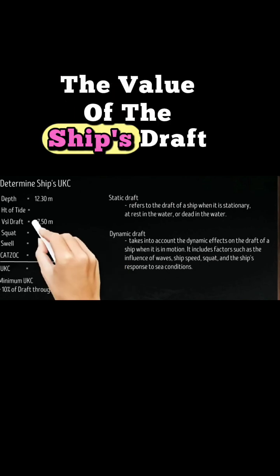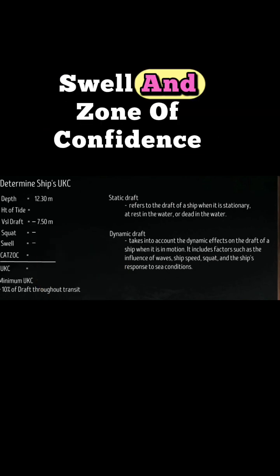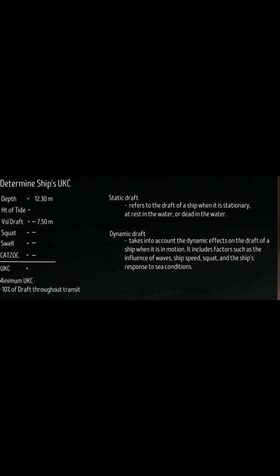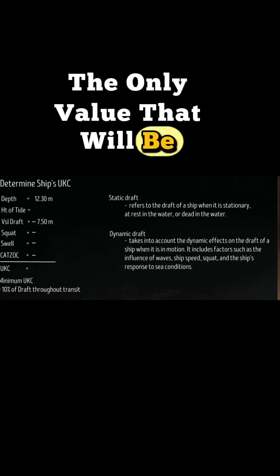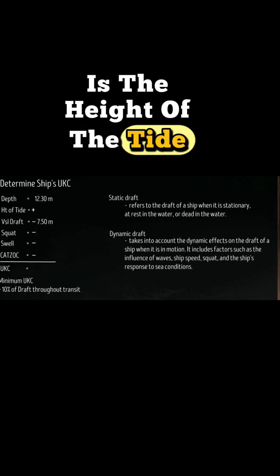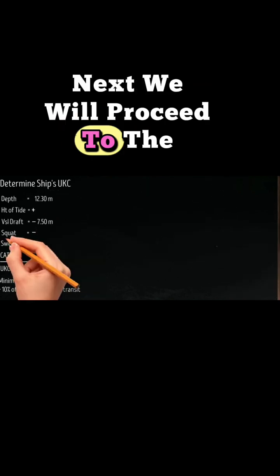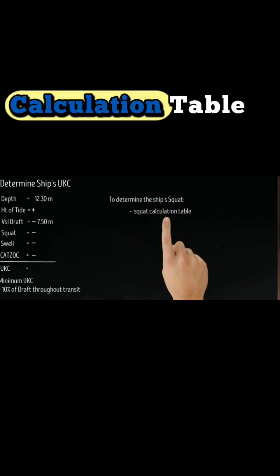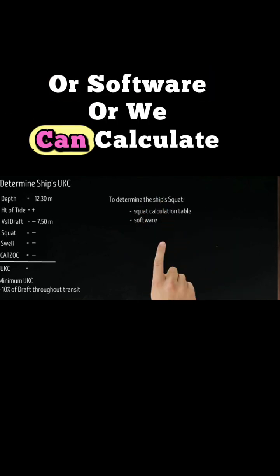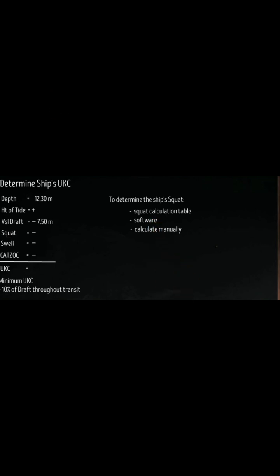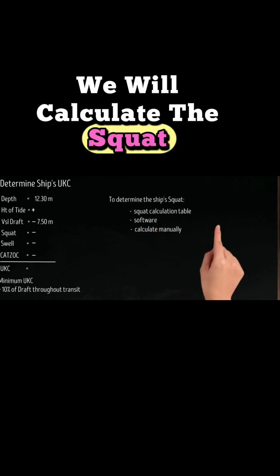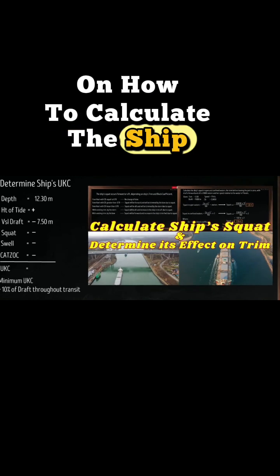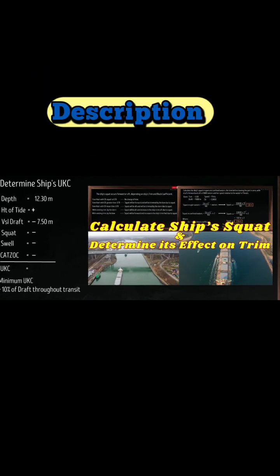The value of the ship's draft, squat, swell, and zone of confidence will be subtracted from the depth of the water to find the ship's UKC. The only value that will be added to the depth is the height of the tide. Next, we will proceed to the ship's squat. To determine the squat, we can use a squat calculation table or software, or we can calculate it manually. In this video, we will calculate the squat manually. I have made a separate video on how to calculate the ship squat. Kindly check the link in the description.